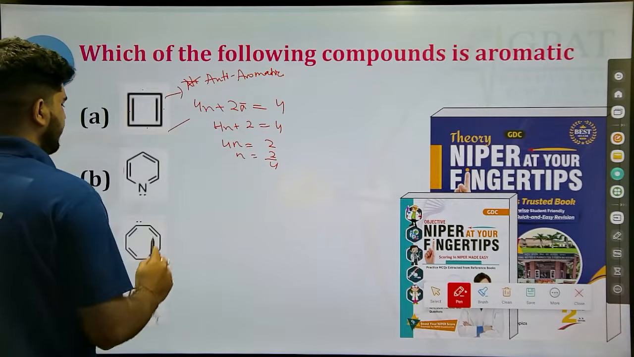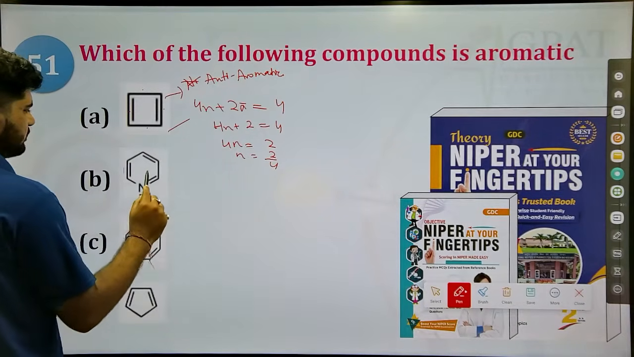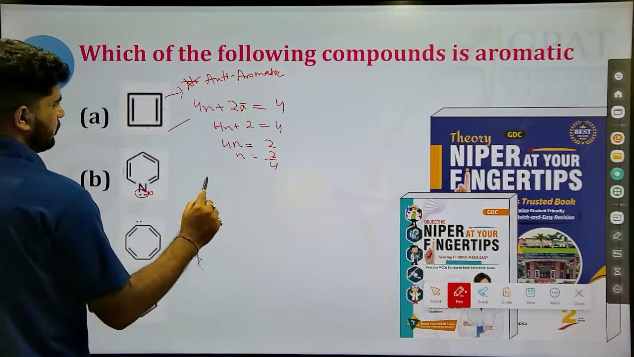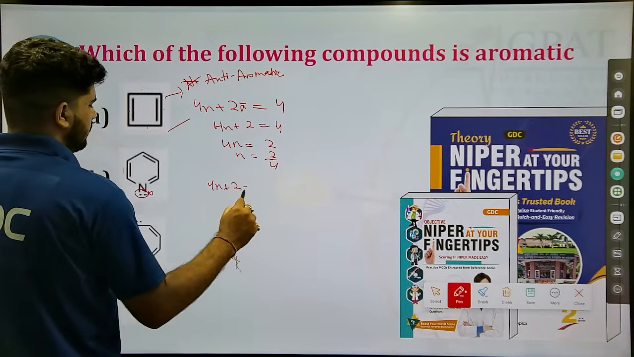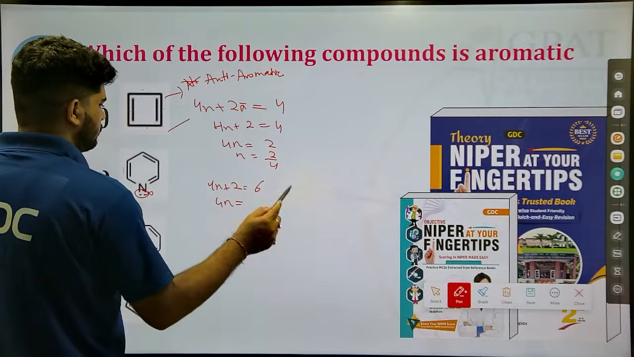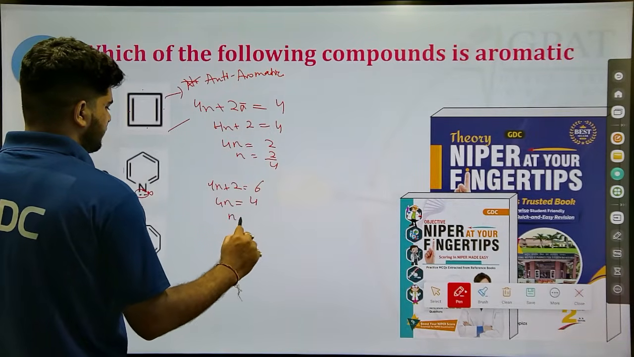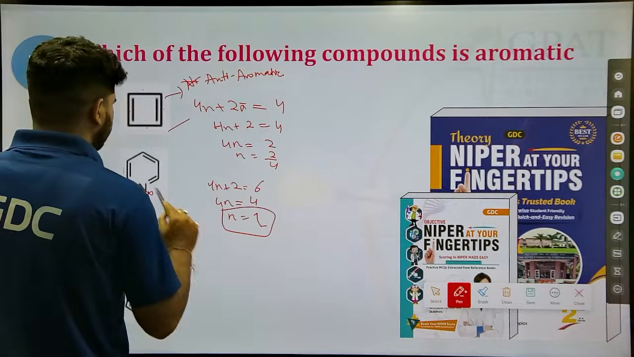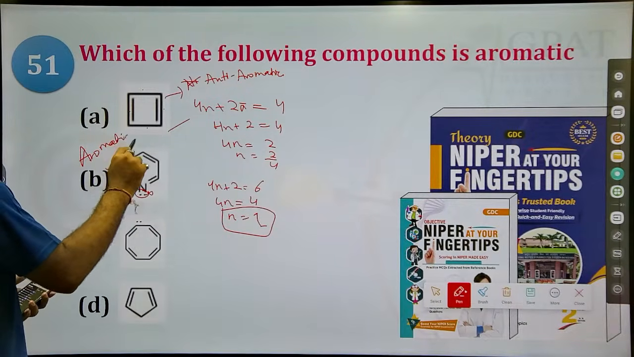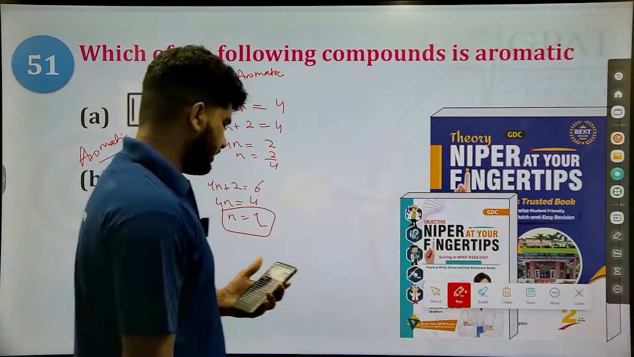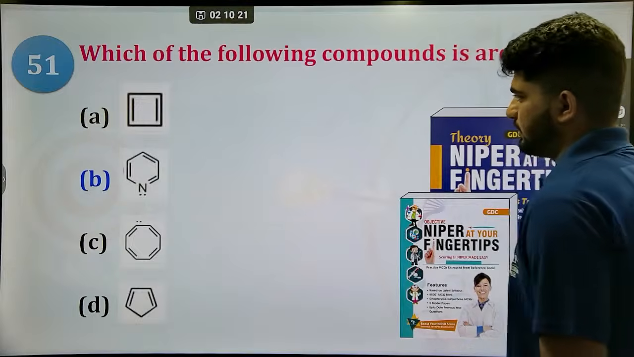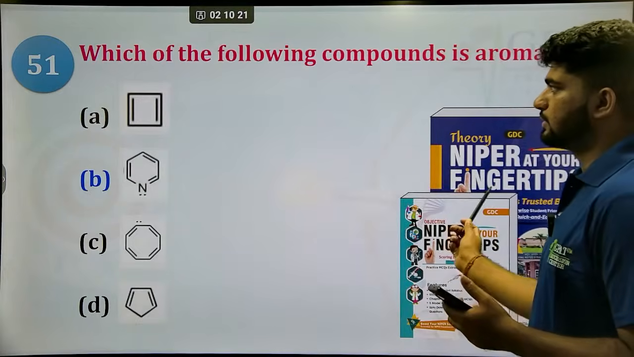Over here, if I talk about 4n plus 2, 1, 2, 3, and this one is not participating. The 4n plus 2 is equal to 3 into 2, that's your 6. So 4n is 4 and n is equal to 1. So yes, this becomes aromatic in nature. B is going to be your correct answer.